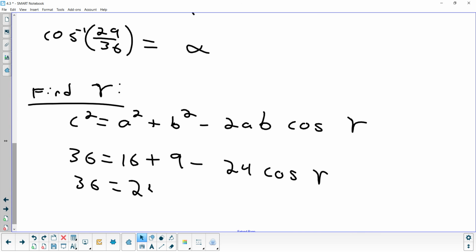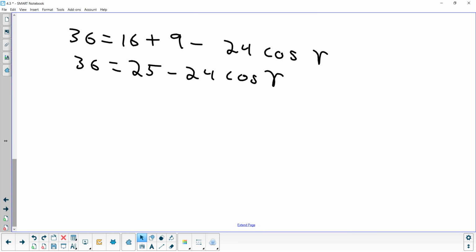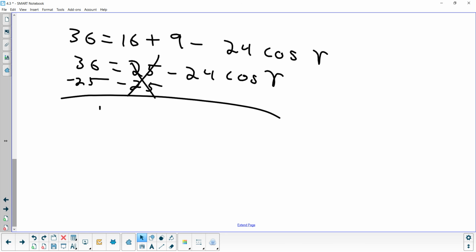Sorry, 25. So 25 minus 24 cosine gamma. Jess, my next step. So you're going to subtract 25 from both sides. Yep. Minus 25. That's gone. 36 minus 25 is going to give me 11. Looks good. And two steps left. We could do both at the same time. If you're not comfortable, you could do one at a time.